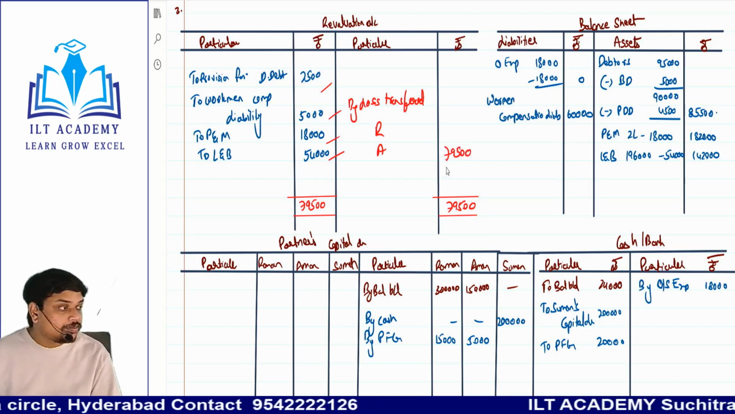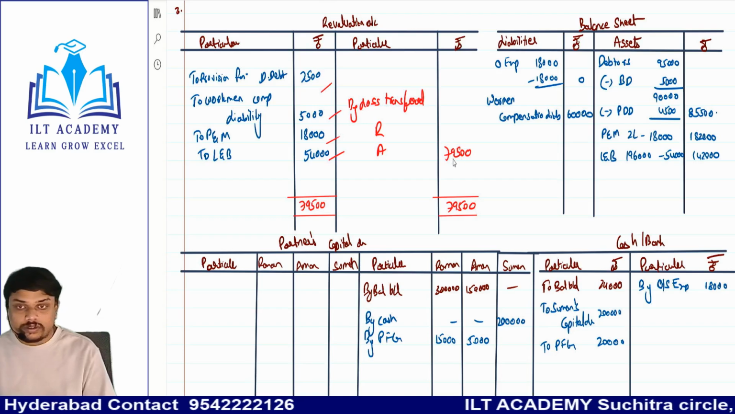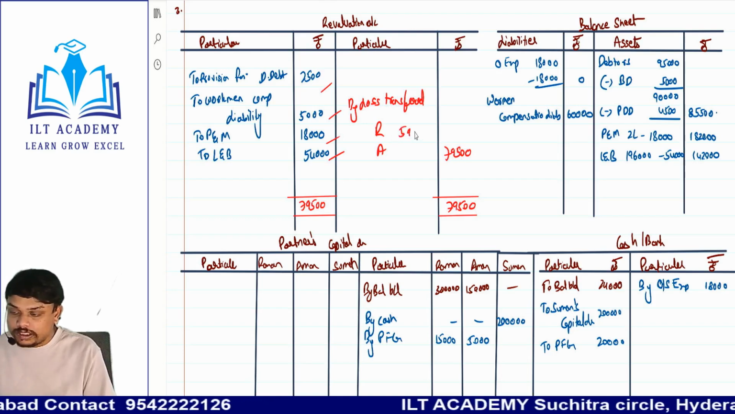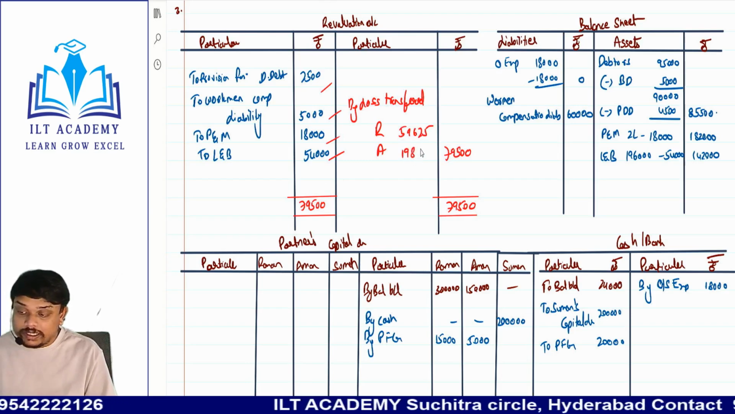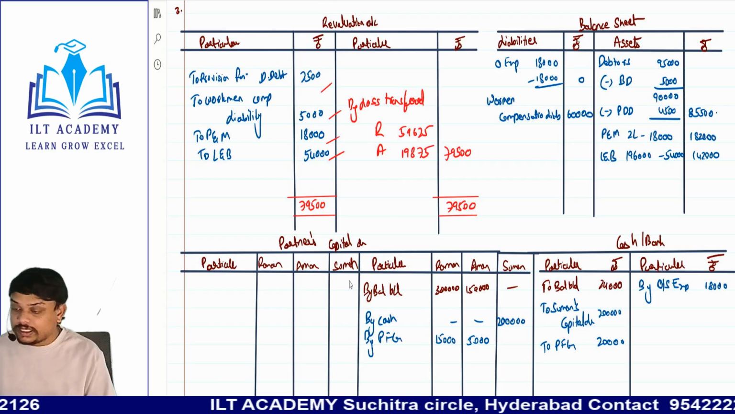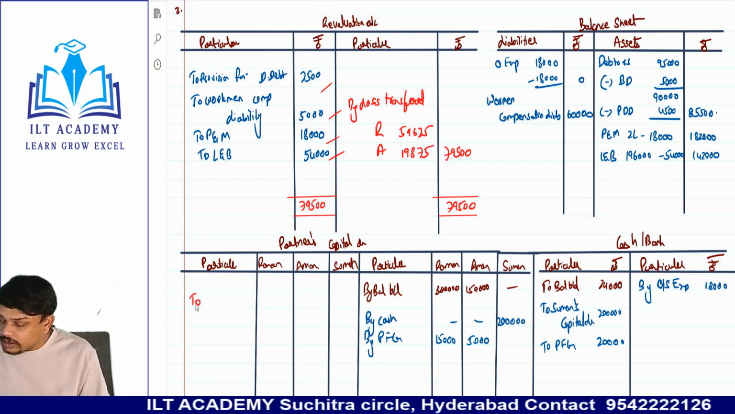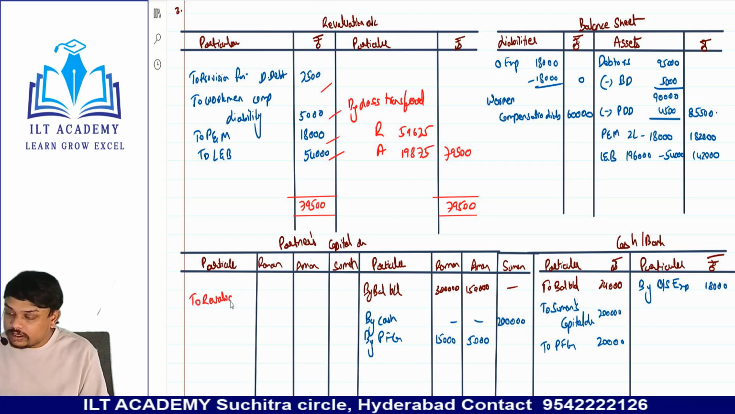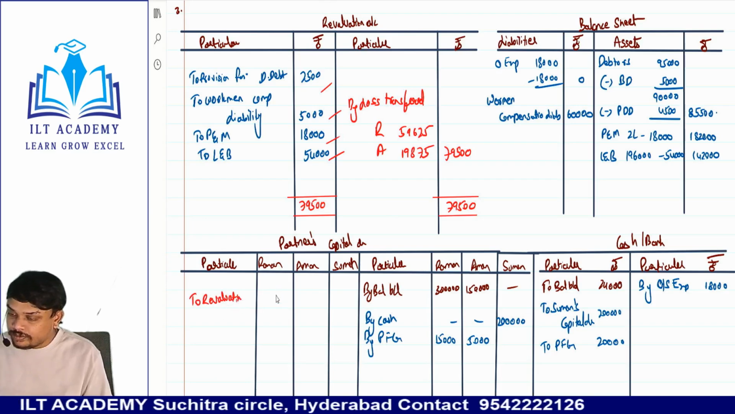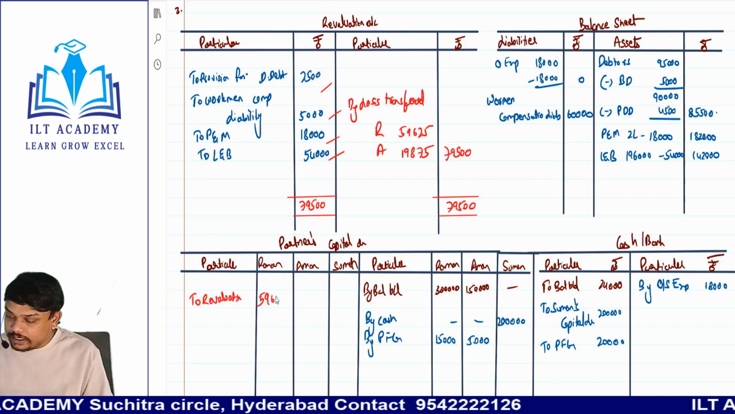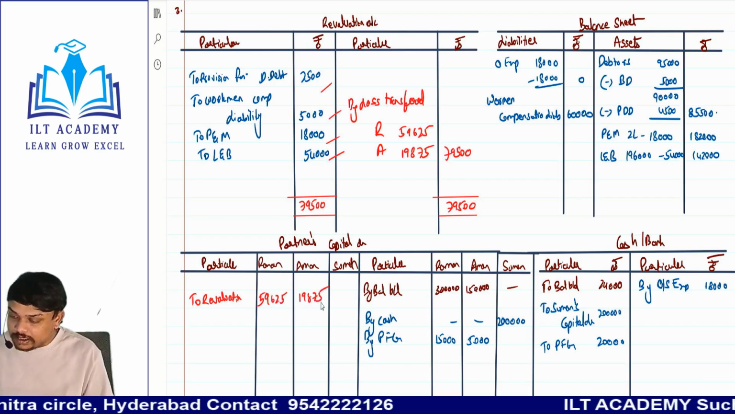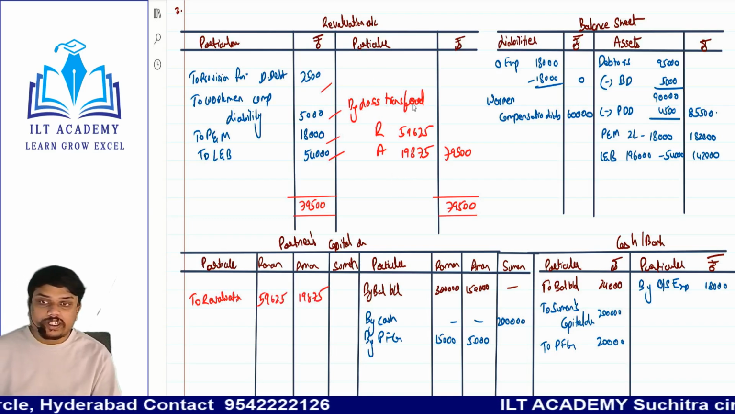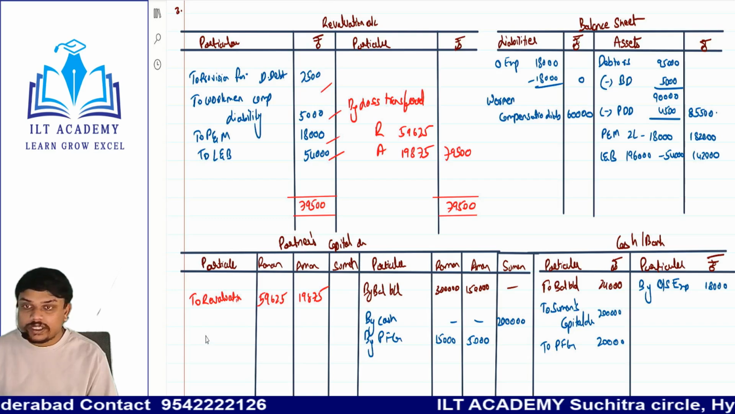What is the ratio? 59,625 and 19,875. By balancing the revaluation account, we are getting a loss. That loss is transferred to the capital account.